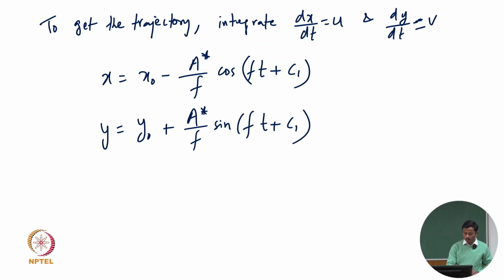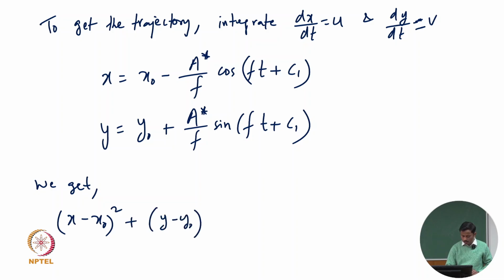So using both of these expressions for x and y, you can verify for yourself, we get x minus x naught the whole squared plus y minus y naught the whole squared is equal to a star by f.